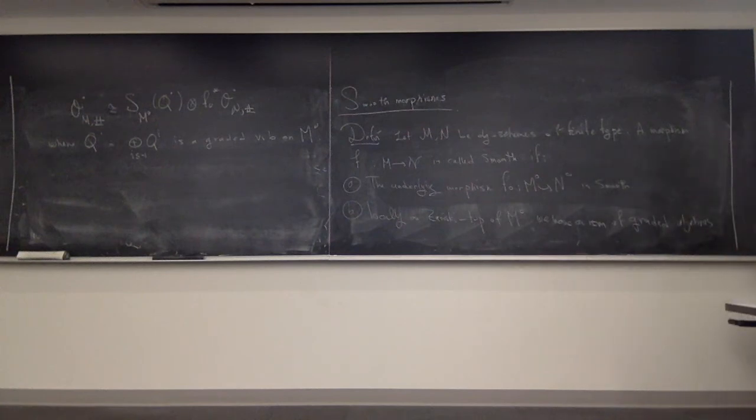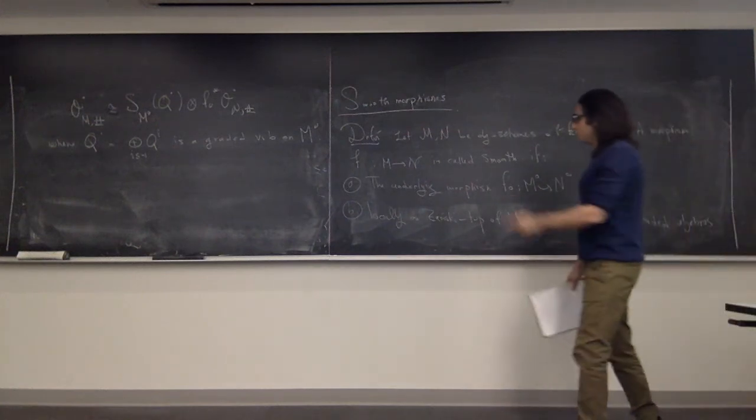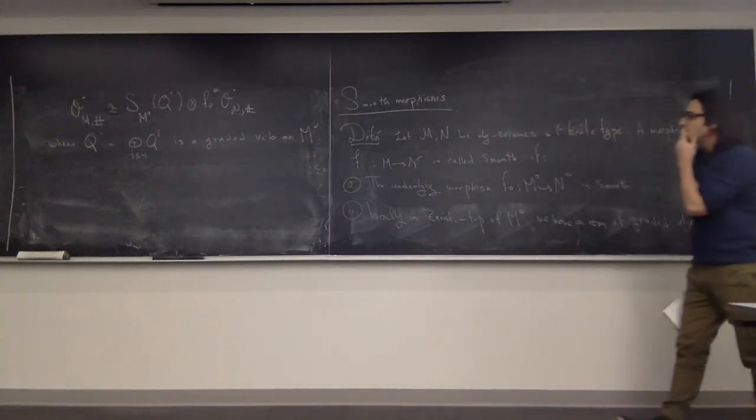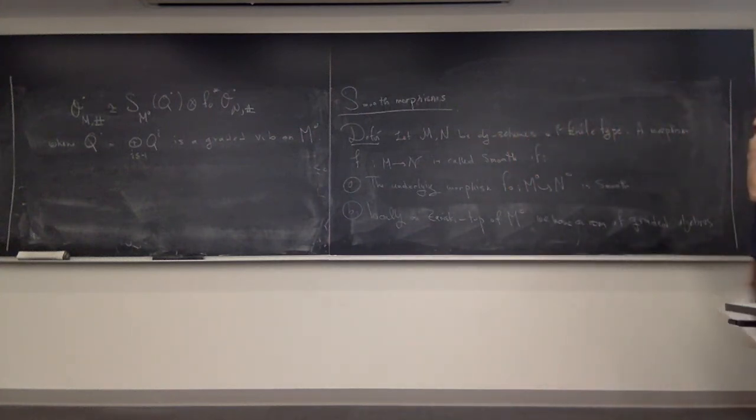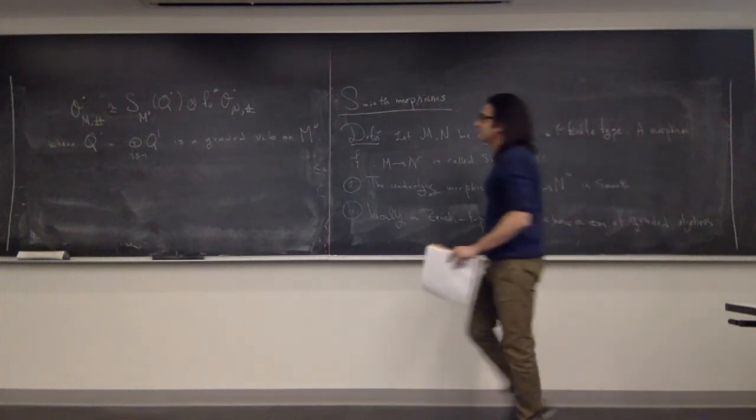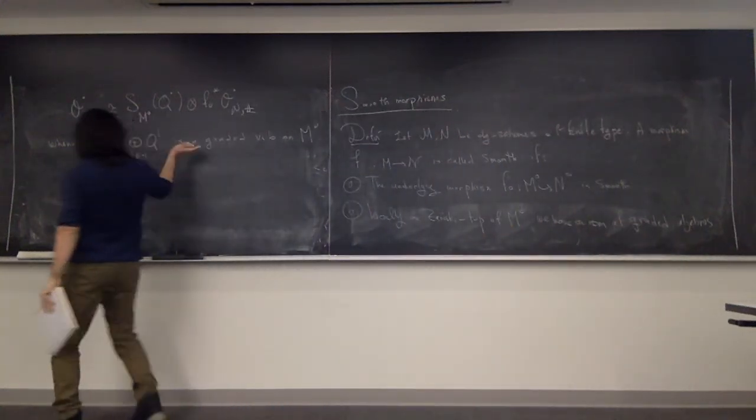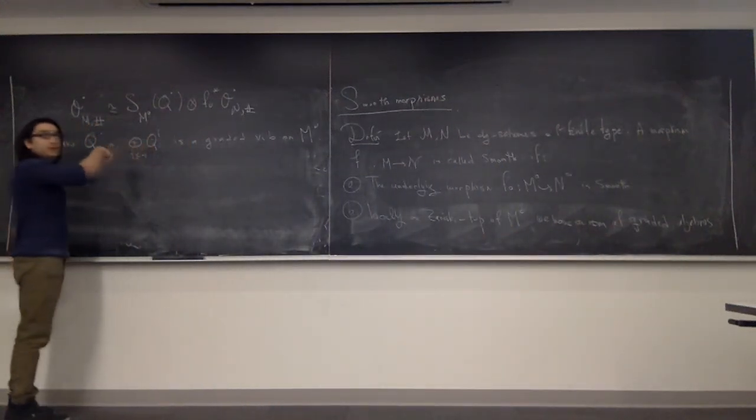For instance, in the case of a closed embedding into a DG manifold, those O dot I's could be used in here.